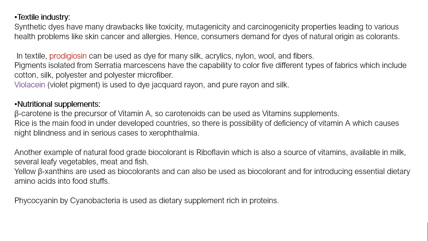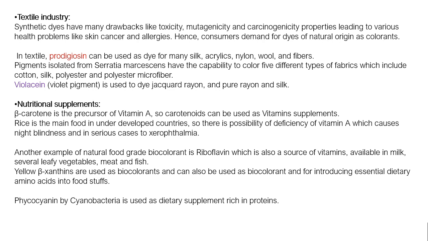for dyeing other fibers. The pigments isolated from Serratia marcescens have the capability to color 5 different types of fabrics, which include cotton, silk, and polyester microfibers also. Then violacein, which is a violet pigment, is used to dye rayon, pure rayon and silk. Okay, jacquard, rayon and pure rayon.